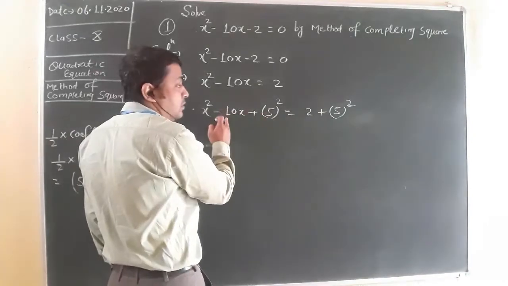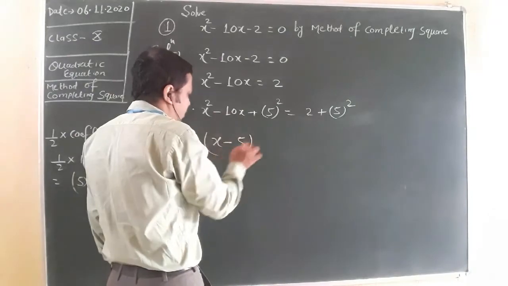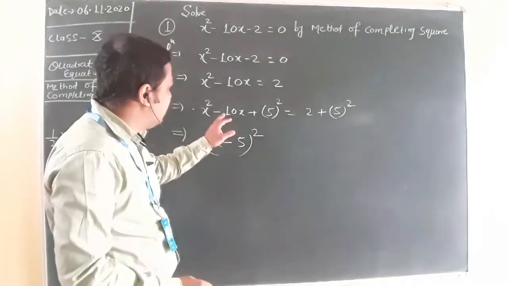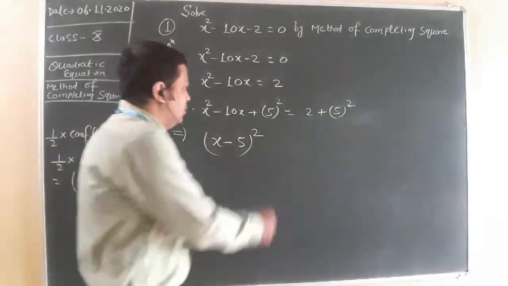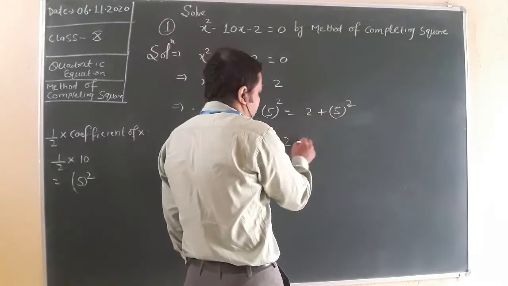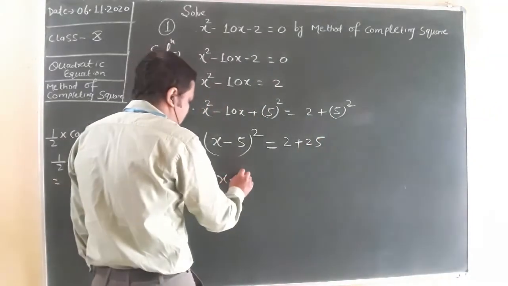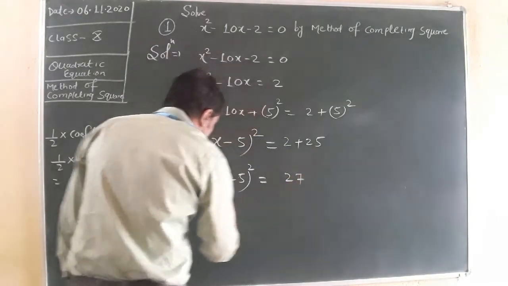See this one: this is a square, this is b square, this is 2ab. So the whole will become x minus 5 whole square. If the coefficient of x is minus, then you have to put minus here. If the coefficient of x is plus, then you have to put plus here. Now solve the right hand terms, it will be 25. Now x minus 5 whole square is equal to 27.